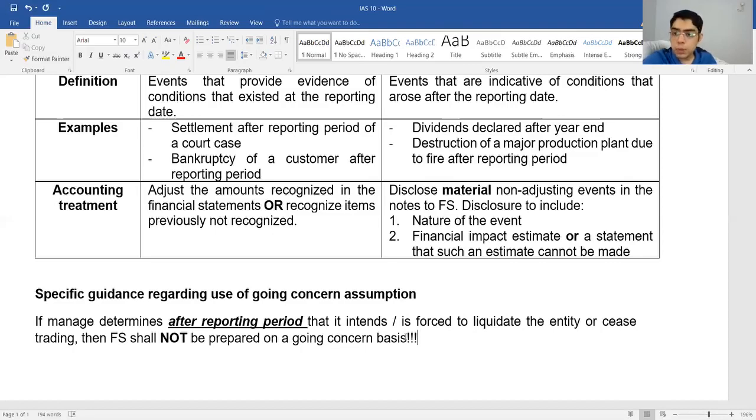on a going concern basis. The management is not permitted to prepare the December 31st, 2019 accounts on a going concern basis. Rather, the company would have to change the basis of accounting for the December 31st, 2019 accounts as well, and prepare the financial statements on a non-going concern basis, that is a liquidation basis or a breakup basis.